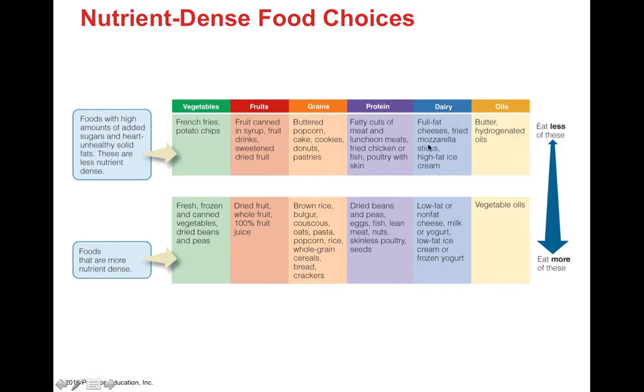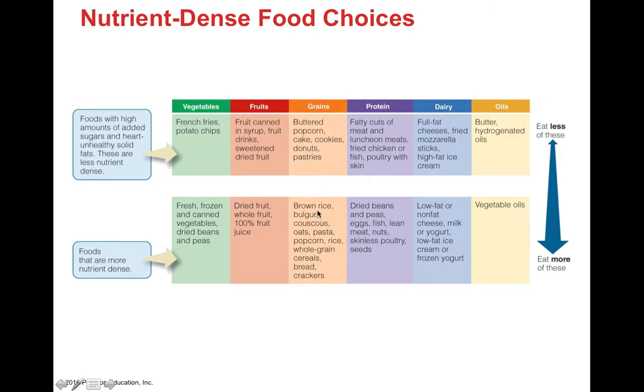These are some nutrient-dense food choices, right? So you want to eat less of the ones at the top and more of the ones at the bottom, right? More of the ones that are nutrient dense. So things like fresh frozen vegetables as opposed to French fries and potato chips. Dried fruit, whole fruit, or 100% fruit juice, no added sugars, as opposed to the fruit canned in syrup, fruit drinks, or sweetened dried fruit.